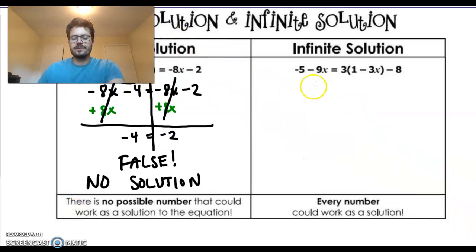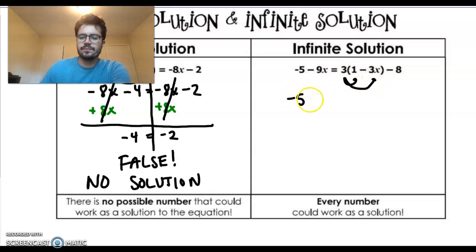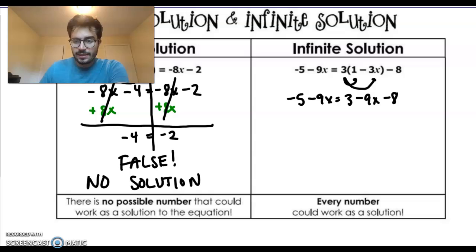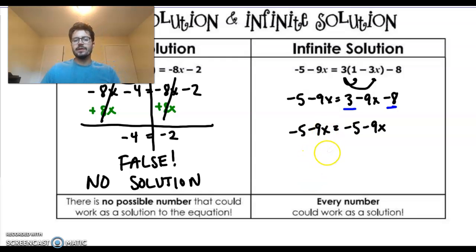Now let's look at this one. So we're going to do our distribution. Get 3 minus 9x minus 8. I'm going to clean it up. I can do the 3 minus the 8. 3 minus 8 gives me negative 5. What do you guys notice? Look at how this side and this side are the exact same. When that happens, you're going to have infinitely many solutions, but we're going to keep going.